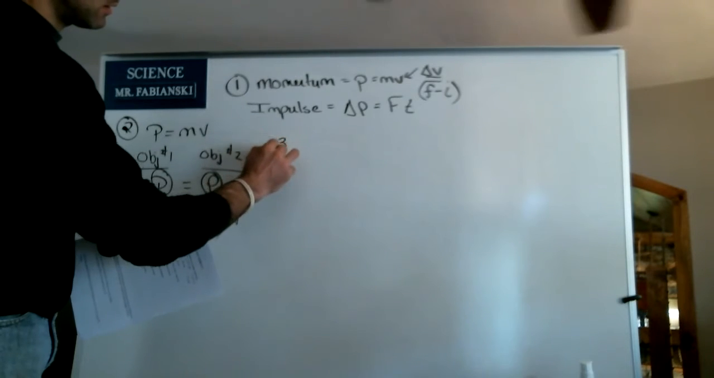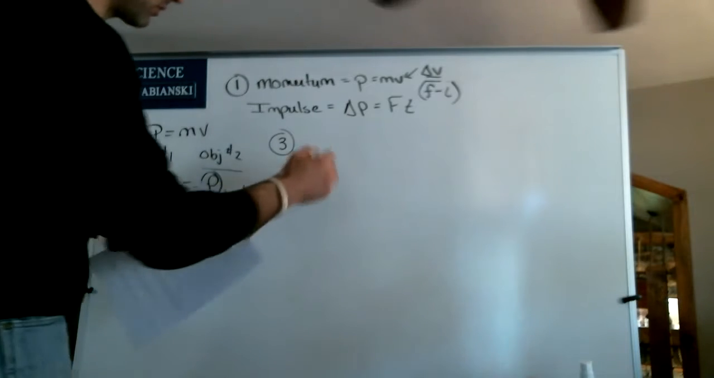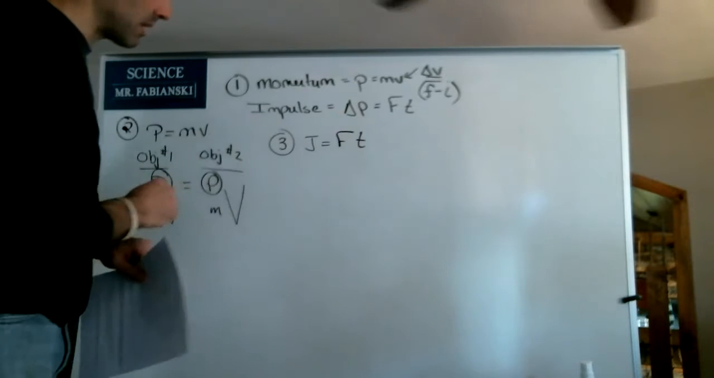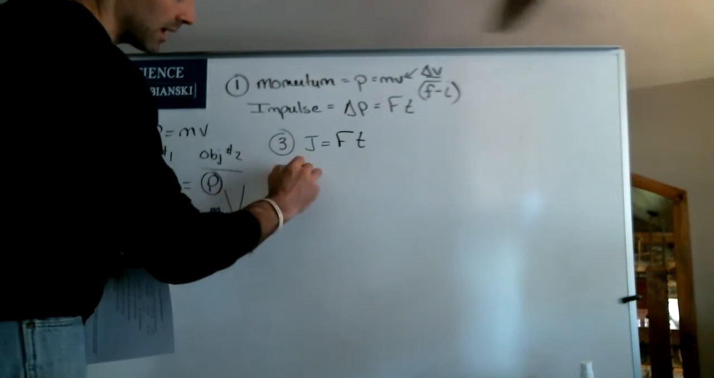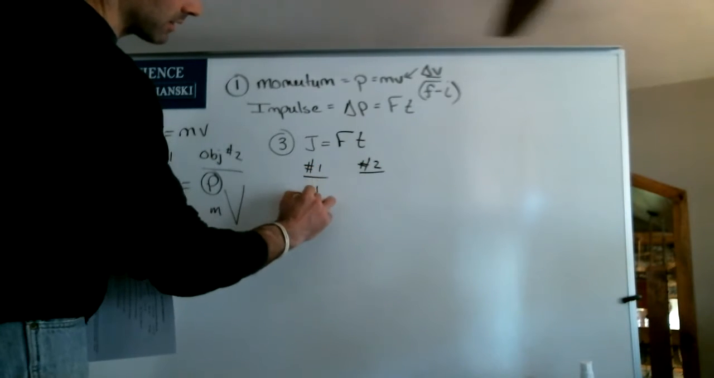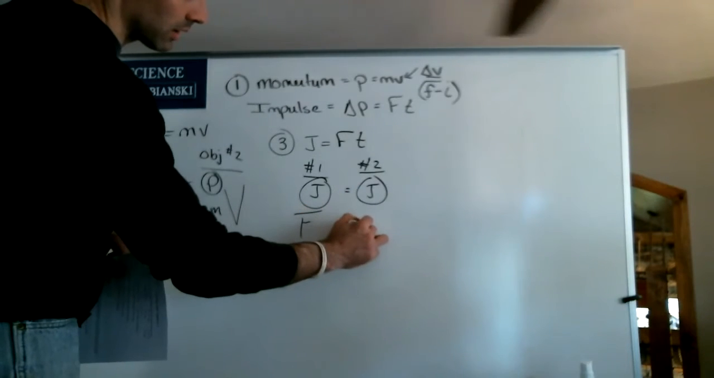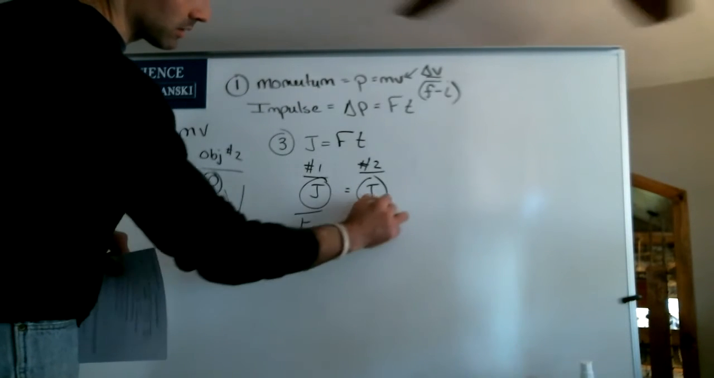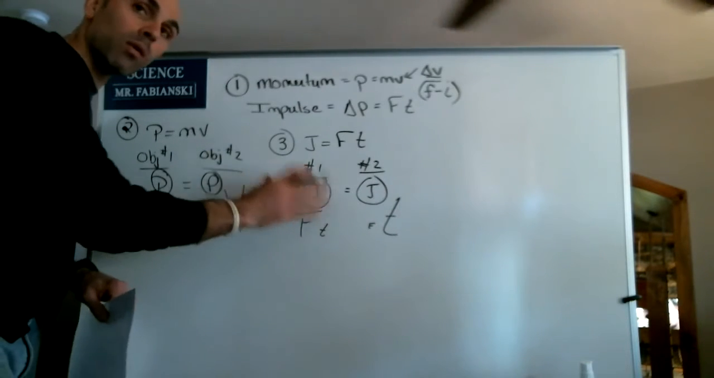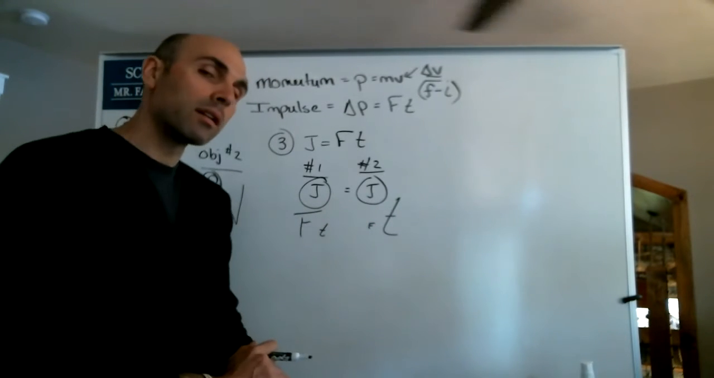Number three, relationship between force and time with regard to impulse. So now we know impulse, J, equals force times time. It's the same idea, okay? If we have two objects, number one and number two, and they have the same J, well, if this guy has a big force and this one has a little force, this one needs to have a little time and that one needs to have a big time, okay? It's the seesaw pattern again. In order to have the same impulse, we need to alternate their times and their forces.